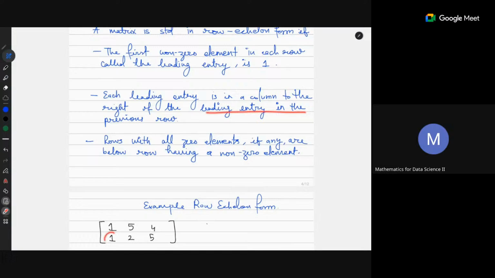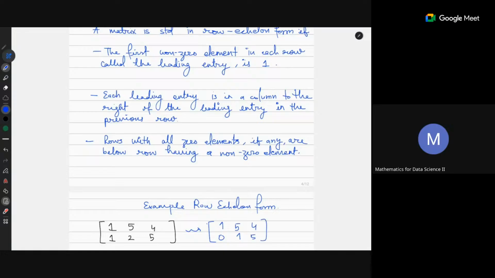But if I look at the second row, the leading entry in the second row should not be in the first column, because there is already a leading entry in the first column. So it should be to the right of the first column. This doesn't satisfy the second condition. The second leading entry should be in the second column instead of the first column. That is what it should be.